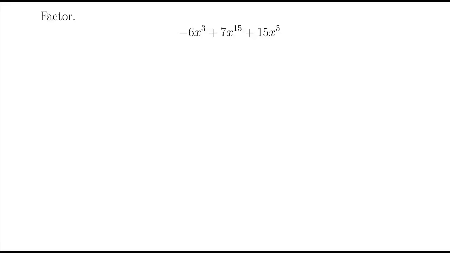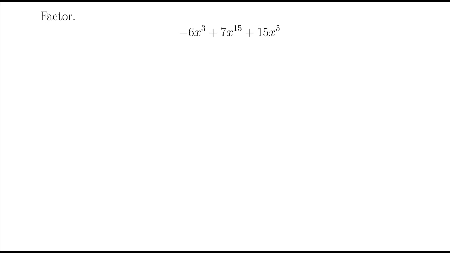Let's factor the expression negative 6x cubed plus 7x to the 15th power plus 15x to the 5th power. Remember, when we are factoring, we are rewriting something that is a set of terms that are added together, or they could be subtracted, and rewriting it as factors, a multiplication of factors.